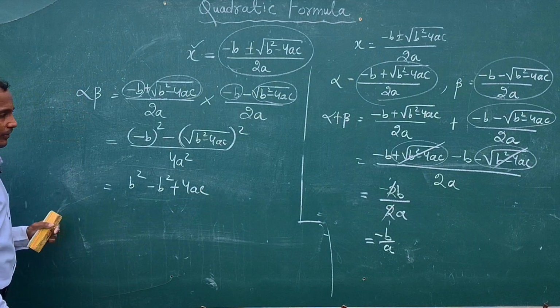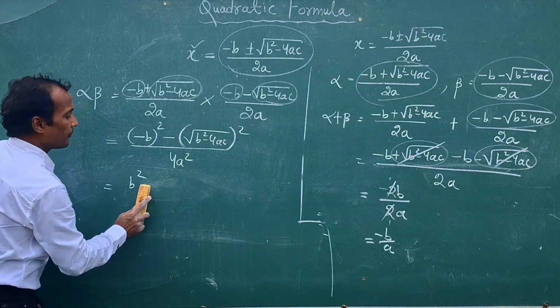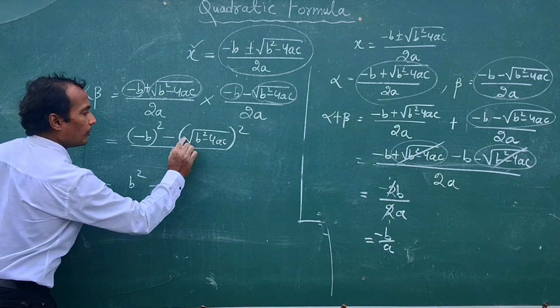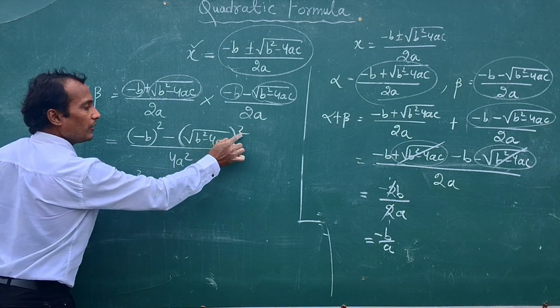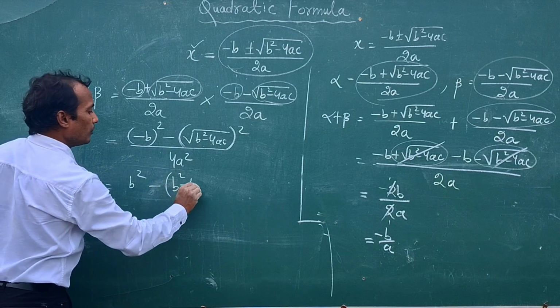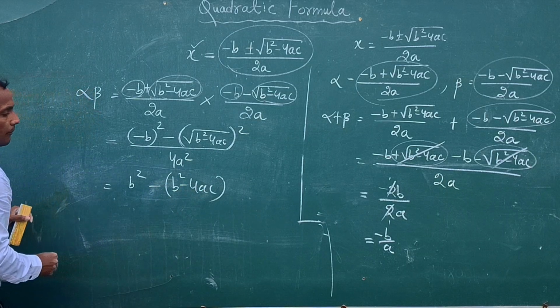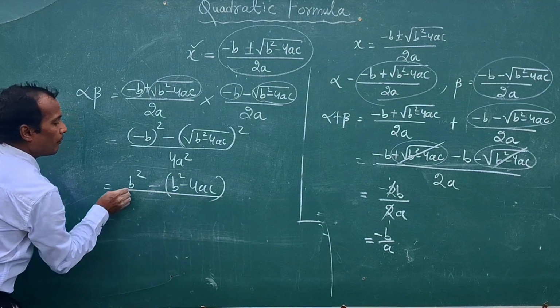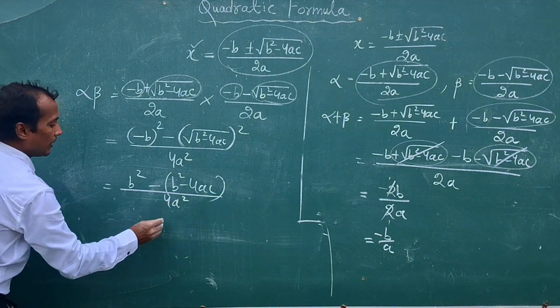Did you understand how it is? I am showing you once. See, minus is there already. Now square root of b square minus 4ac is there and square is there. Square and square root cancel. You are left with only b square minus 4ac. Okay. Now b square, sorry, by we have 4a square.